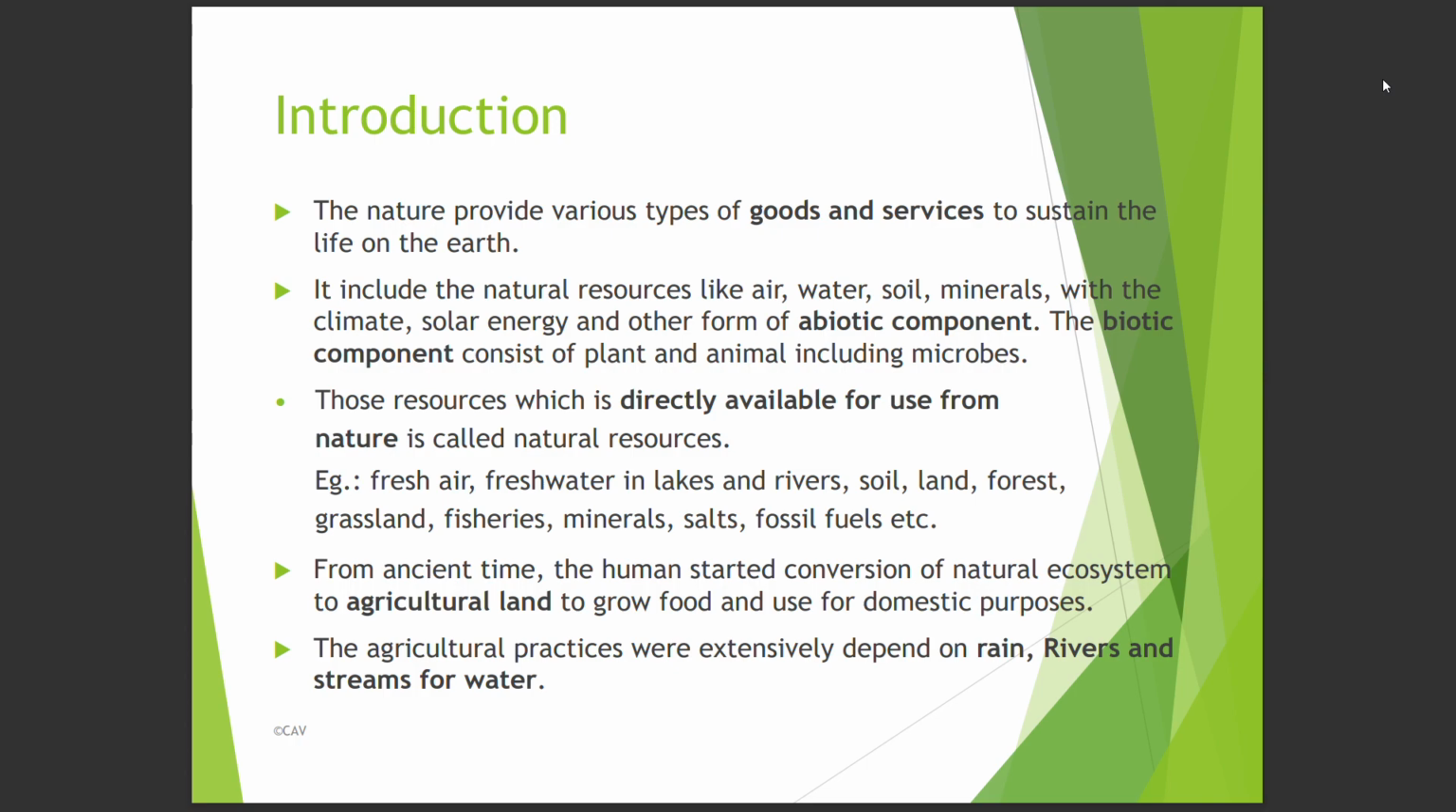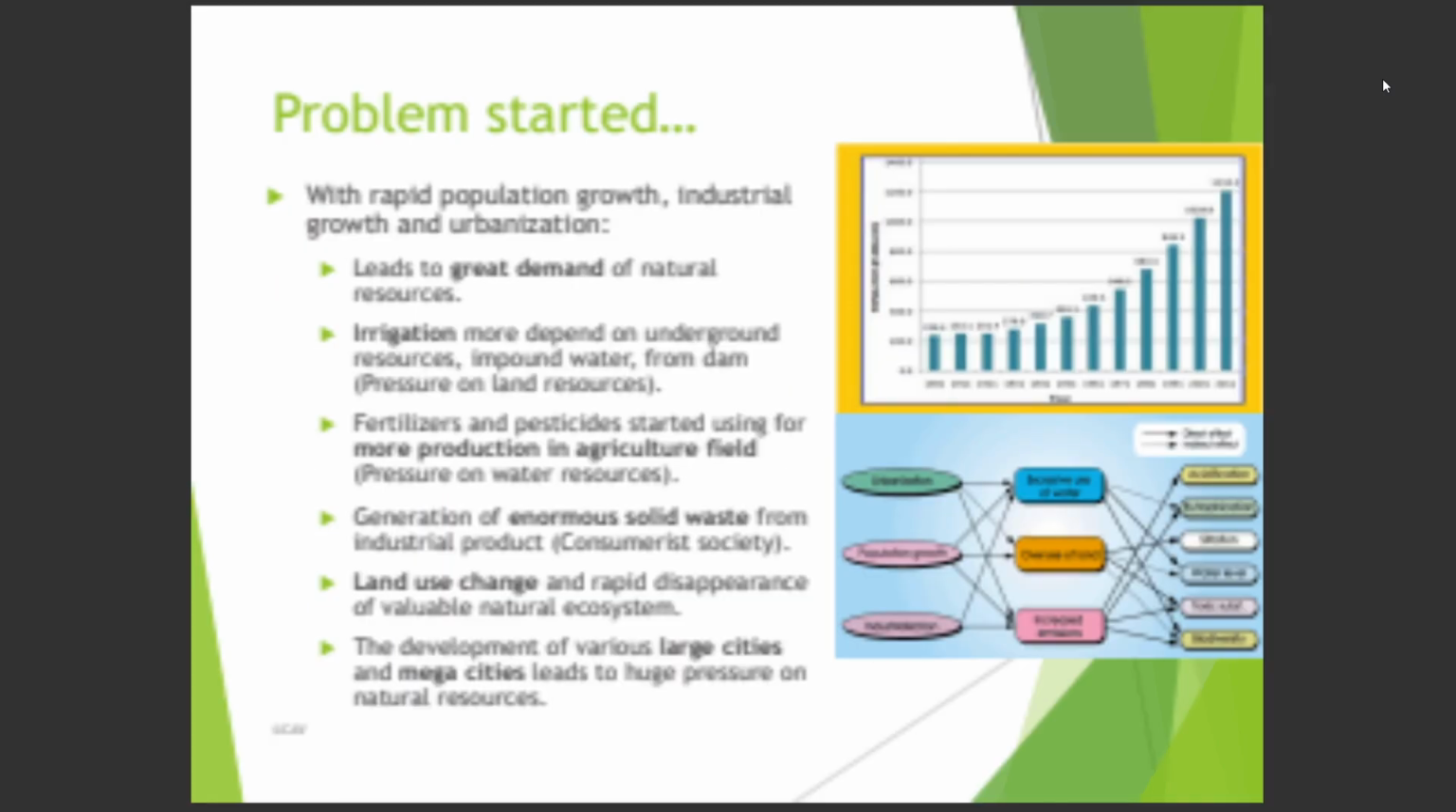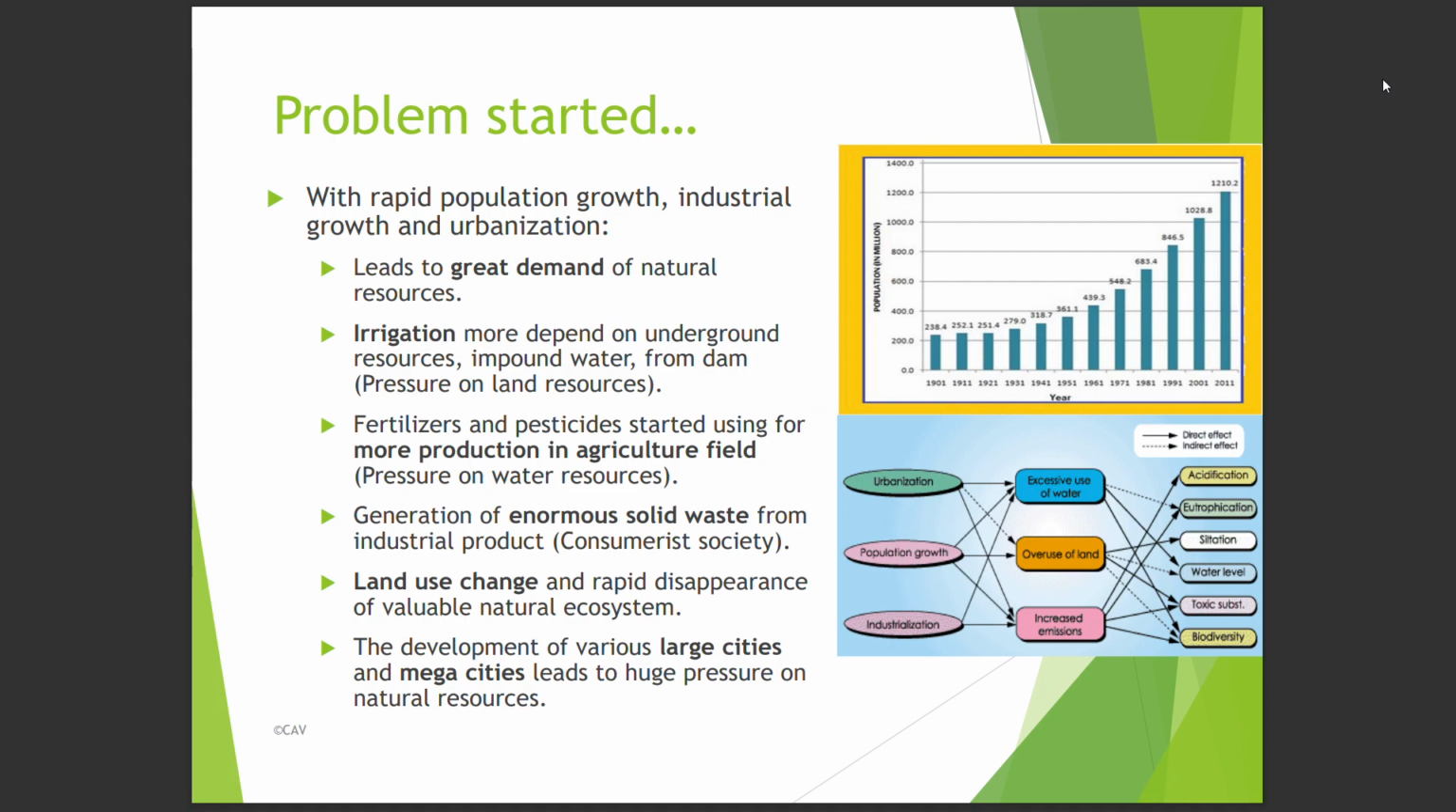From ancient times, humans started conversion of natural ecosystem to agricultural land to grow food and for domestic purposes. The agricultural practices extensively depended on rain, rivers and streams for water. With rapid population growth, industrial growth and urbanization, great demand for natural resources happened. Resources are limited, but our wants are unlimited, right? So irrigation depended more on underground resources and impounded water from dams. So the pressure on land resources increased.